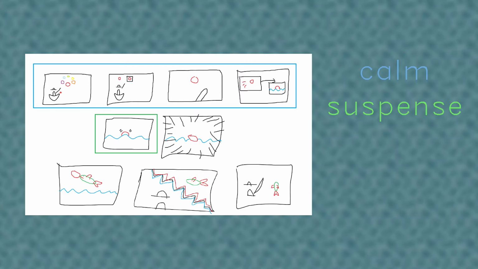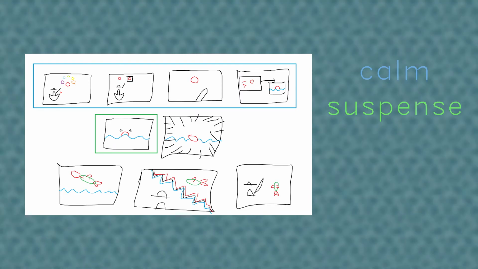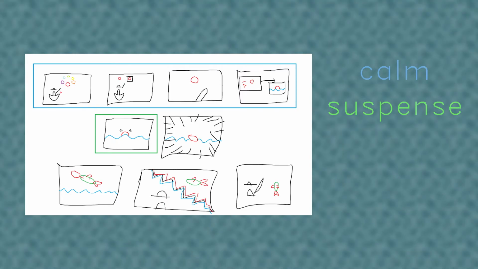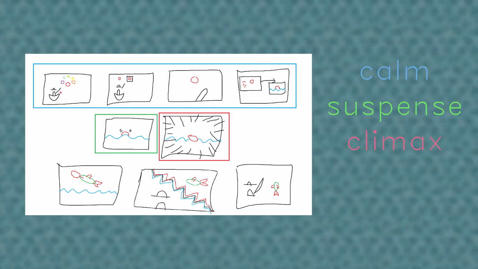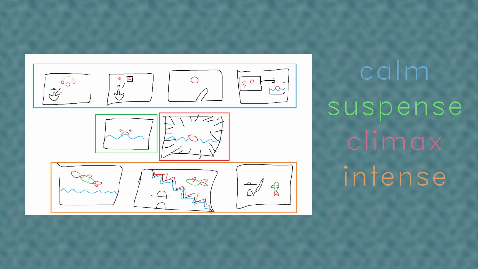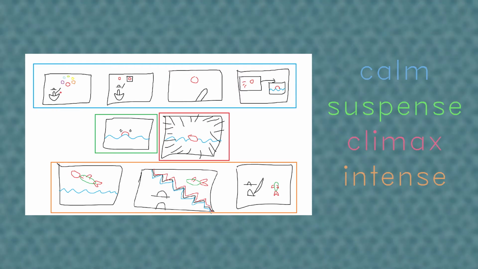Next was the suspense. As the bait sits in the water, the audience waits in anticipation, which builds tension. Then comes the climax, where a sudden shift happens and the pace becomes rapid. This intensity is maintained during the next panels until it reaches the final fight between man and fish.